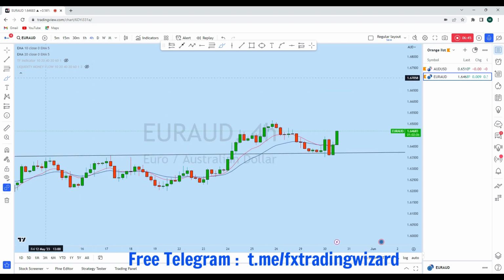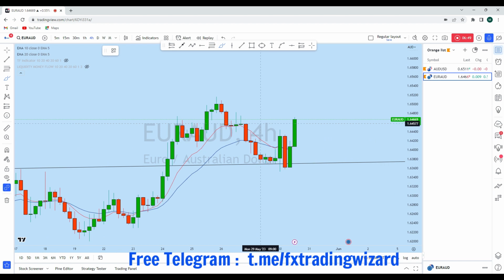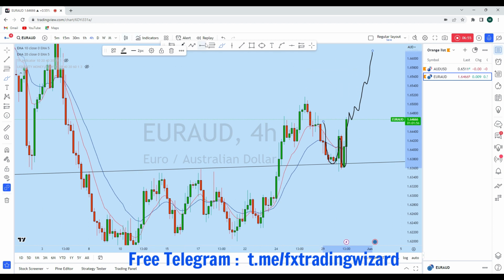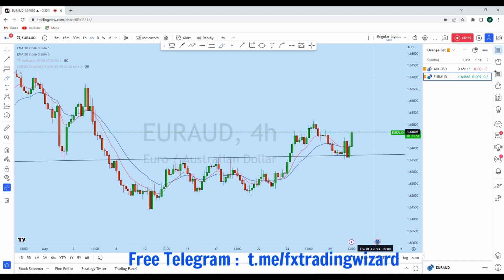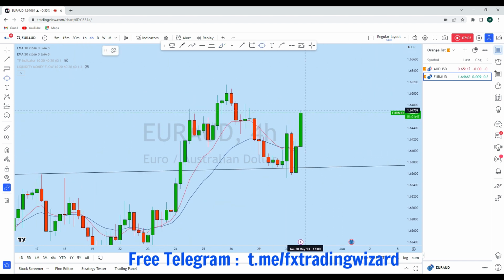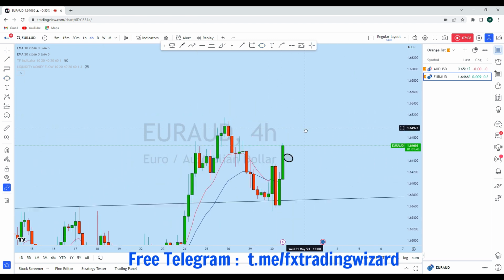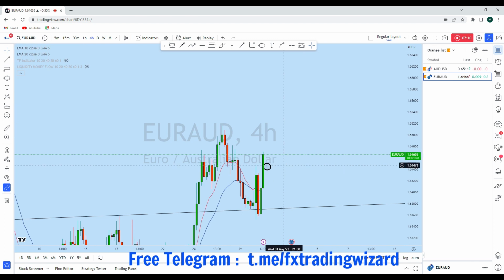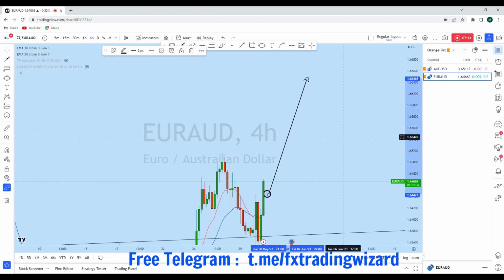From the lower time frame, we can see that Euro AUD has also formed an inverted head and shoulders breakout. We can expect Euro AUD to slowly move to the upside to continue its long-term uptrend. Upon closing of this candle, we can expect a little bit of a pullback towards the downside. Once you see the price coming down for a retest of this neckline on the lower time frame, we will consider going long on Euro AUD.